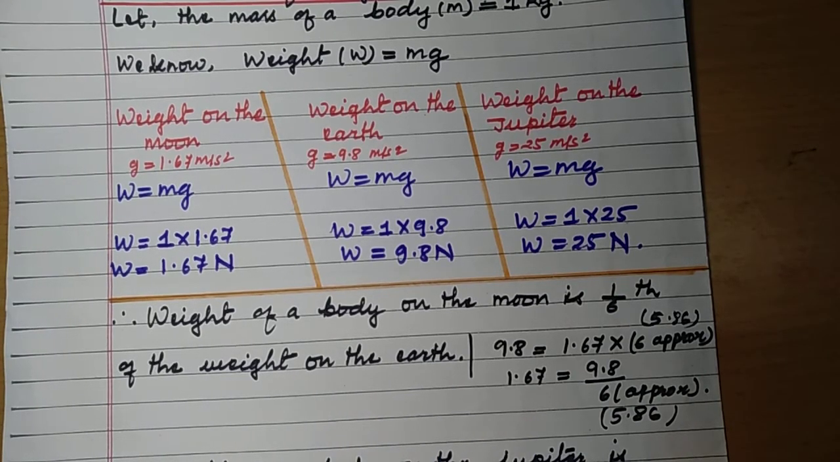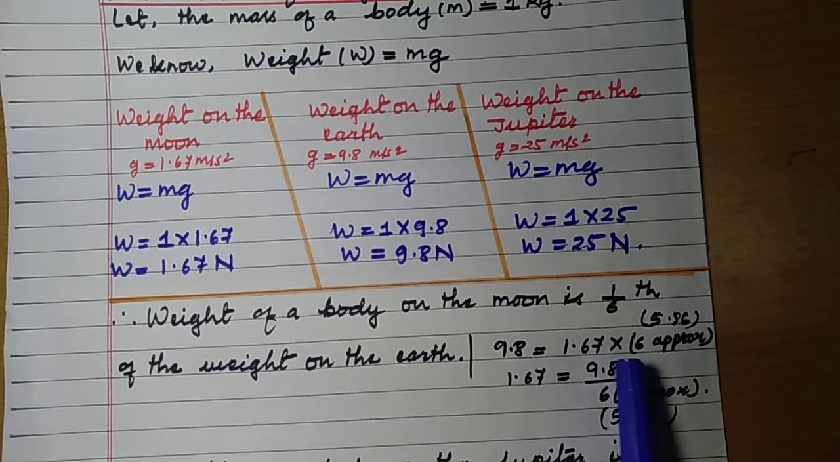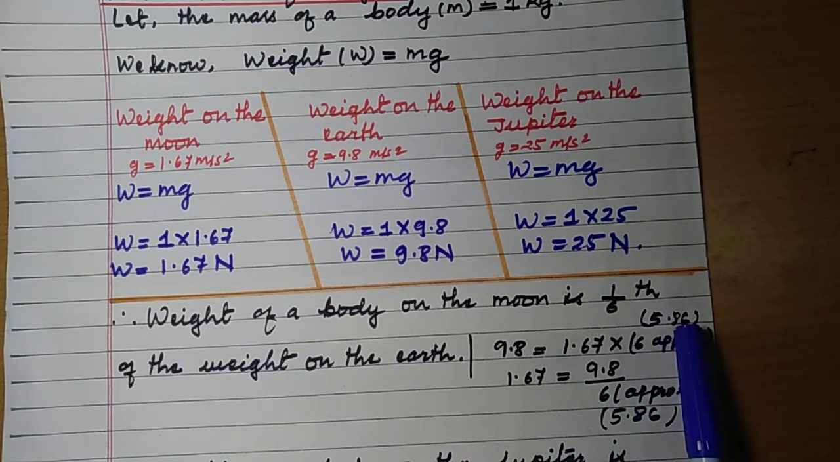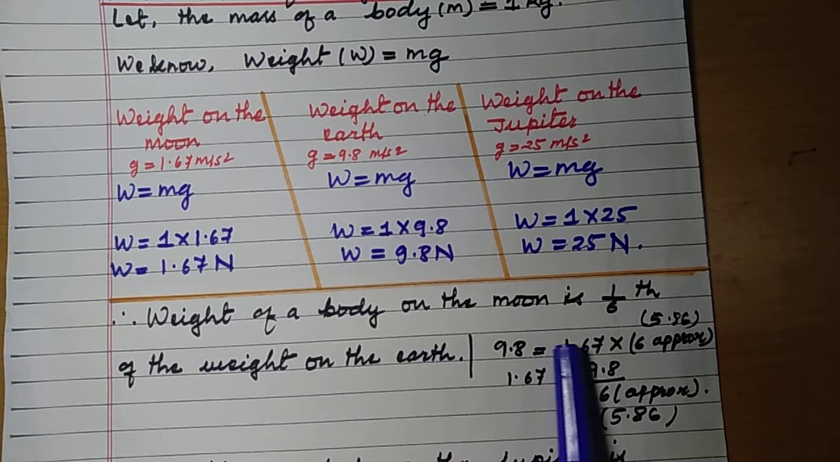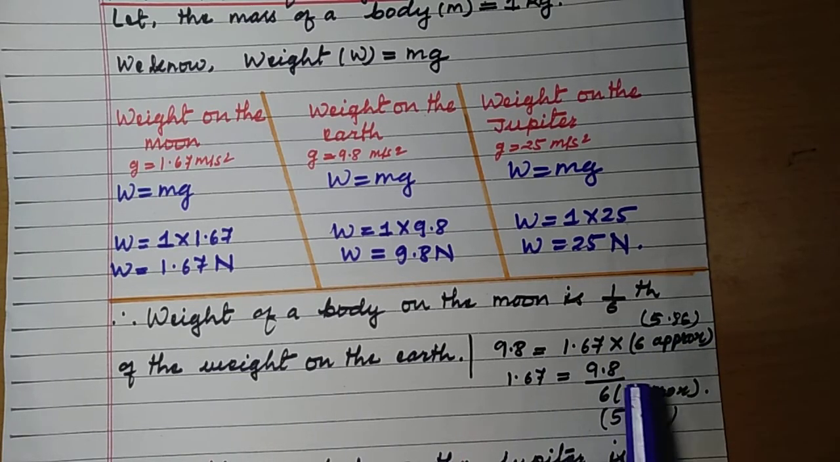It means, you see, 9.8 is bigger than 1.67 by almost 6 times, approximately 6 times, actually this is 5.86. If you multiply 1.67 by approximately 6, or 5.86, then that becomes equal to 9.8. So because of this, the weight of the same body is 6 times greater on the earth than on the moon. On the moon it is lesser by 6 times, smaller by 6 times. So this is the reason.